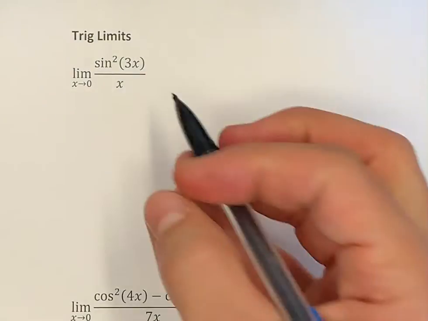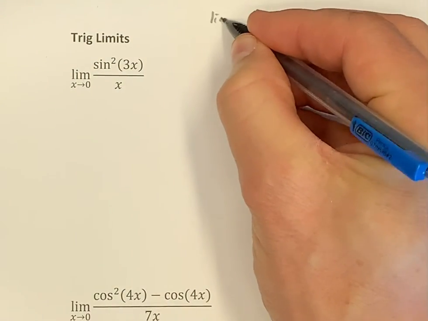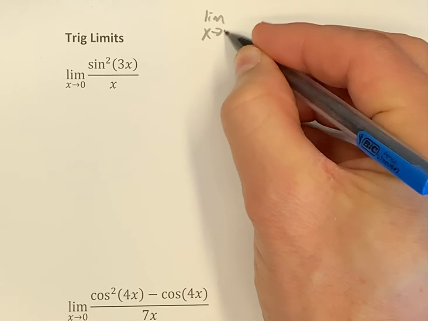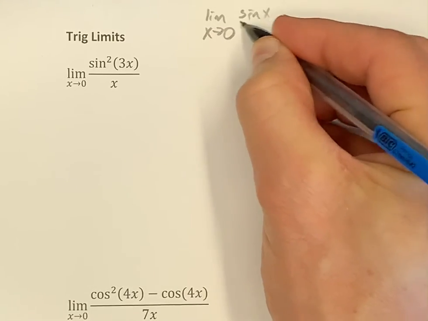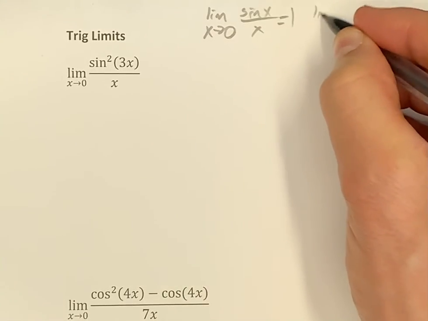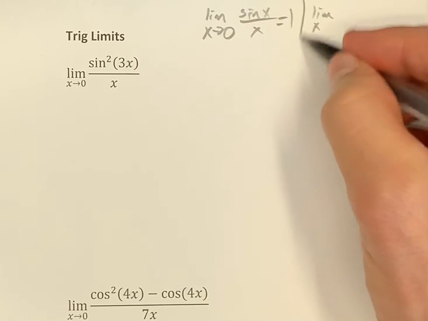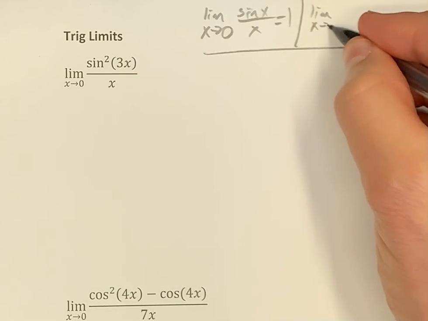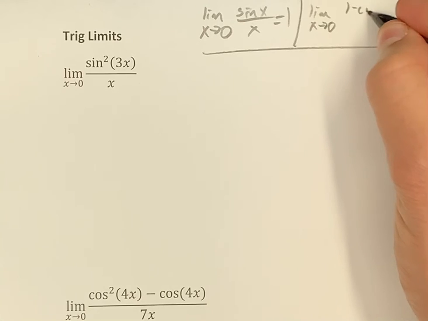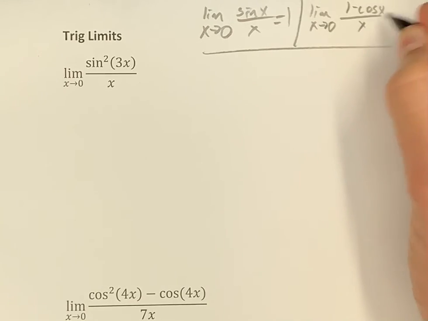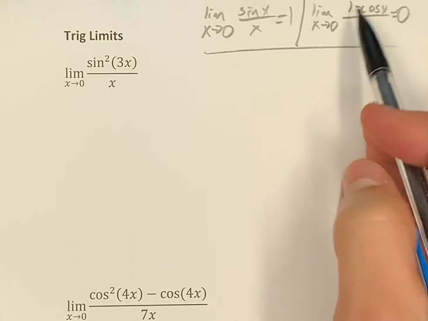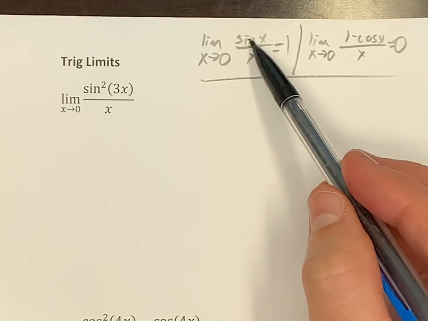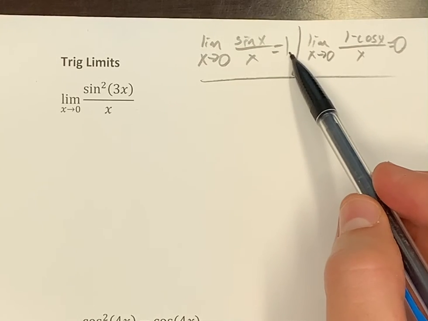Let's look at a few trig limits. Now remember, there are sort of two tricks of the trade here. The limit as x goes to 0 of sine x over x equals 1. The limit as x goes to 0 of 1 minus cosine x over x equals 0. And of course, you could do x over sine x. The reciprocal of that is also 1.